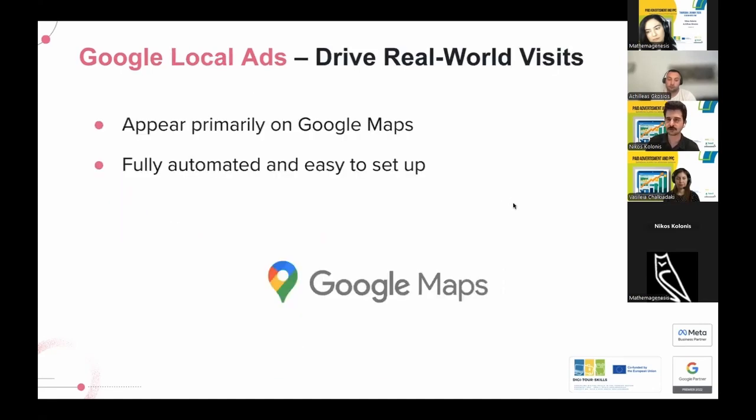And then moving kind of fast here. Another campaign type is Google local ads. And a very simplified version of this is basically ads that appear on Google Maps. So Google Maps is one of the main tools used by travelers. And Google local ads allow you to appear on the maps when somebody searches for something similar.